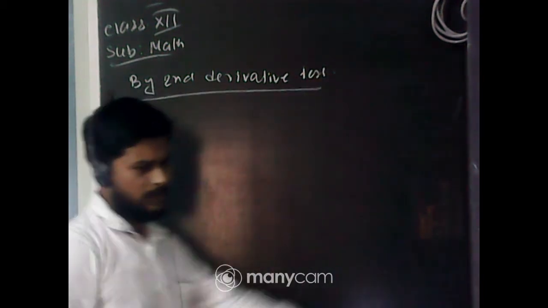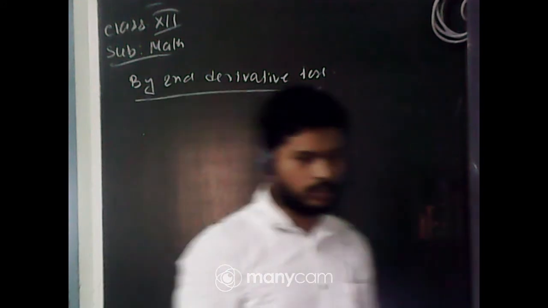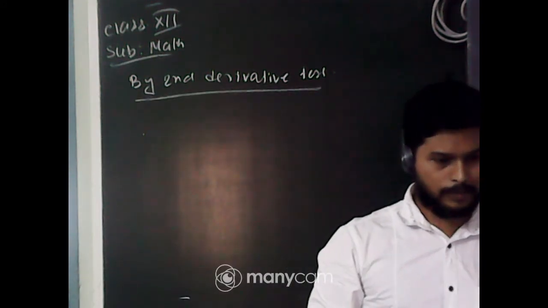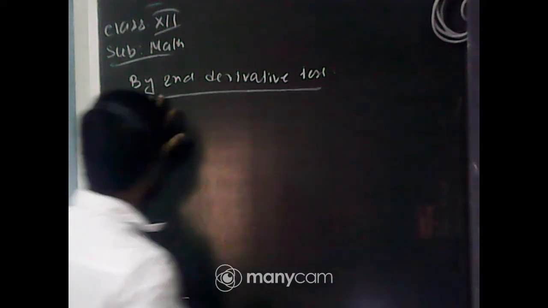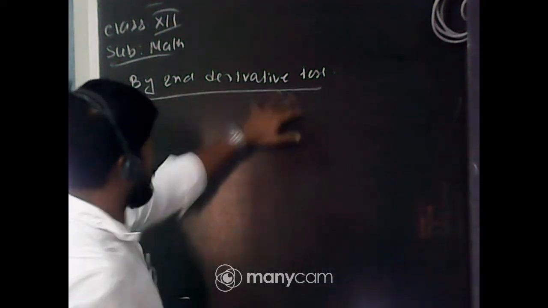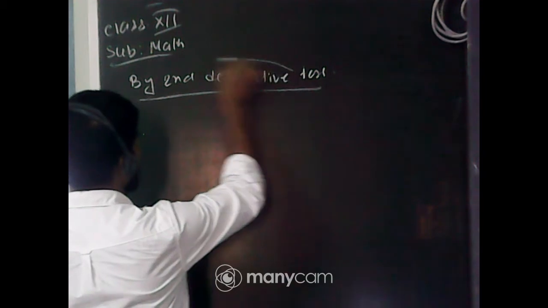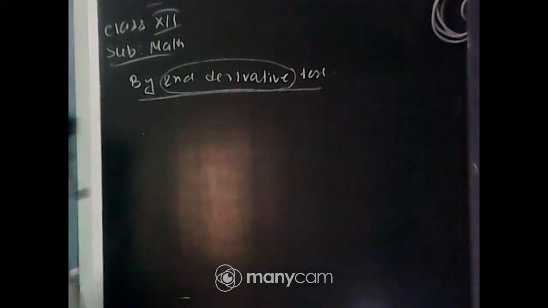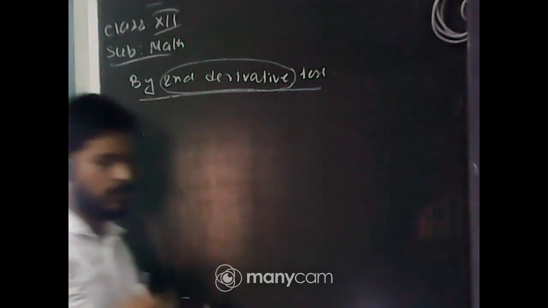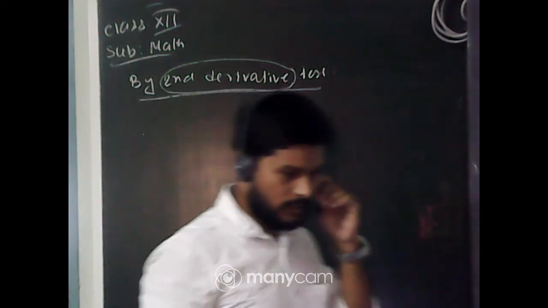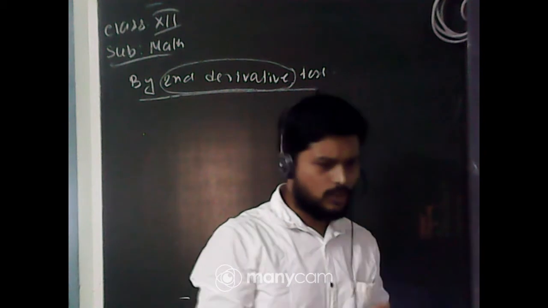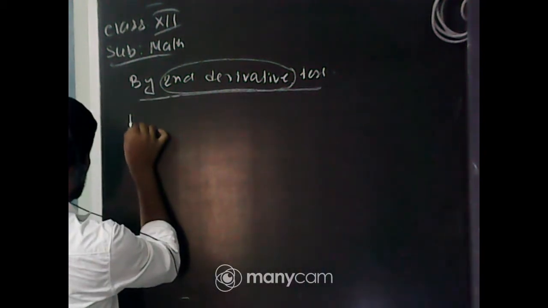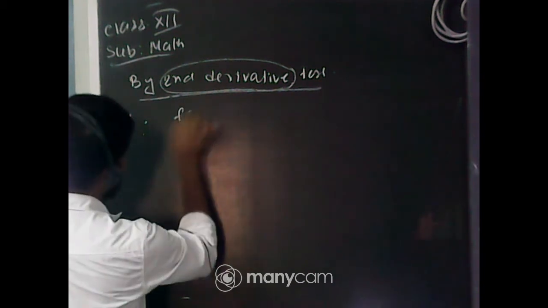Okay, first I am telling you the algorithm or the procedure to find the minimum or maximum value by the second derivative test. By the headline you can see that we have to find the second order derivative of the function. So step one, one function will be given, f of x.